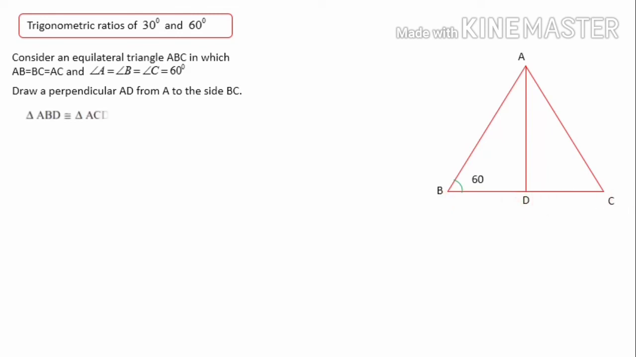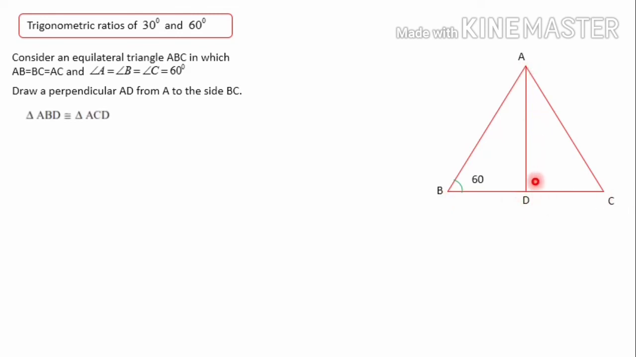Next, let us draw a triangle ABC. Then here I have marked angle B as 60 degree. Of course, angle A and angle C also 60 degree, but I have marked angle B only, that is 60 degree. Draw a perpendicular AD from A to the side BC. Let's draw it, the perpendicular. The perpendicular meets BC at D.